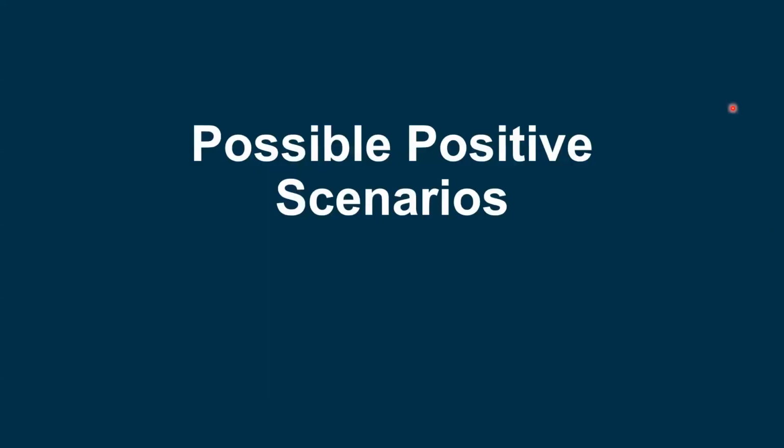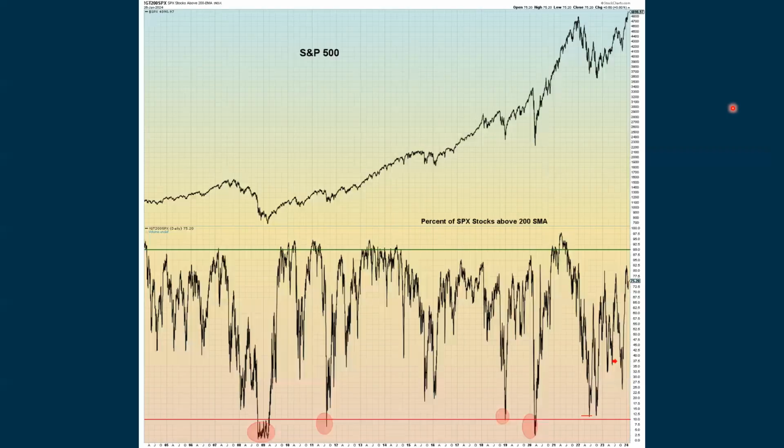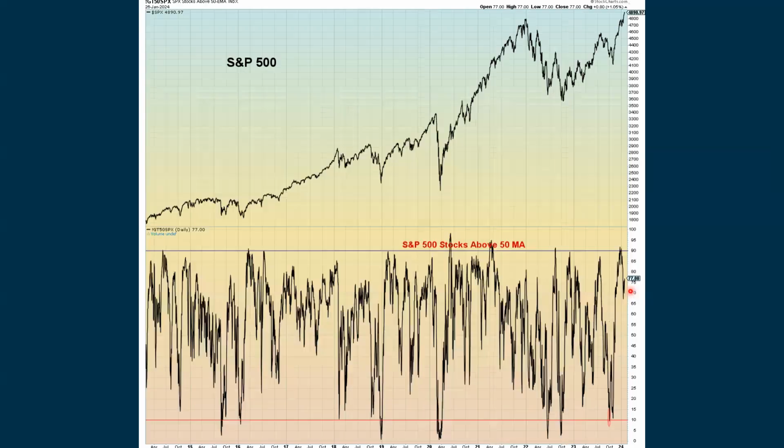Then I have a thing called the possible positive scenarios, and these were really developed for when we're really going down and it looks like we could be establishing a bottom. But when the market's going up, we can still find some use in these charts. The first one here is the percent of stocks in the S&P 500 above their 200-day simple moving average. When we're above the midpoint and going up, that's positive. We had been pulling back, but over the last week, as the S&P has been going up, we've been seeing some improvements in this chart.